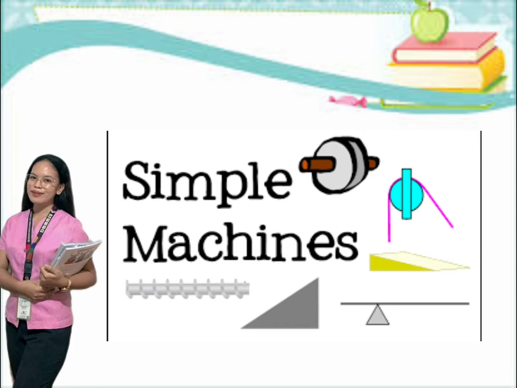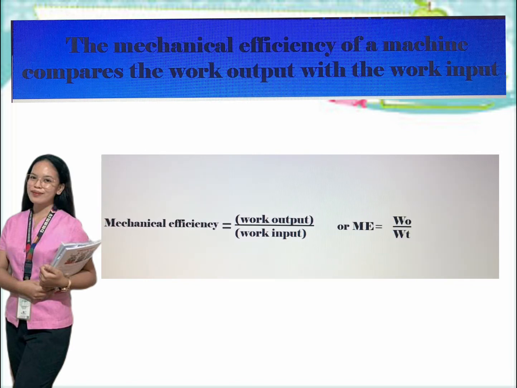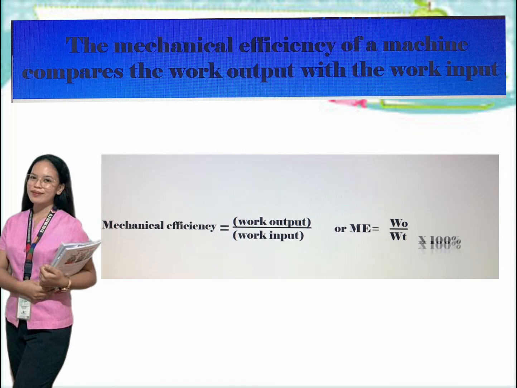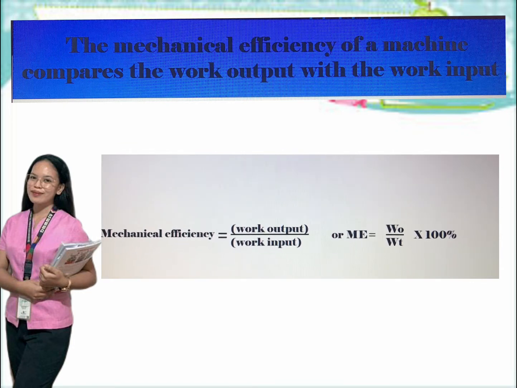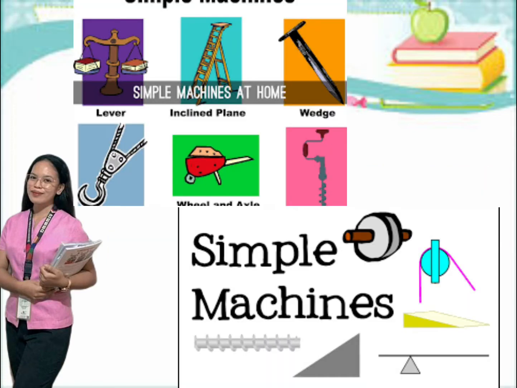The mechanical efficiency of a machine compares the work output with the work input. Mechanical efficiency is equal to work output over work input, or ME is equal to WO over WI times 100%. That's how you get the mechanical efficiency of a machine. Now let's proceed to the simple machines.